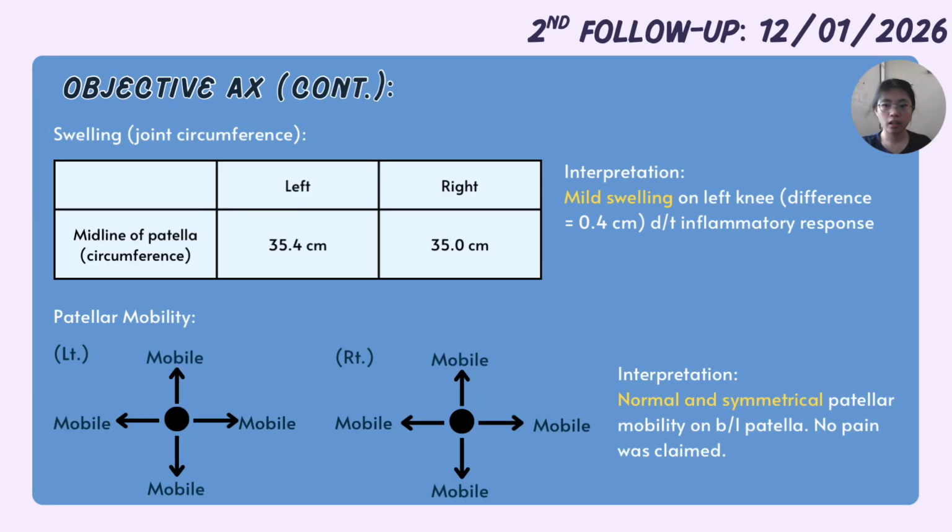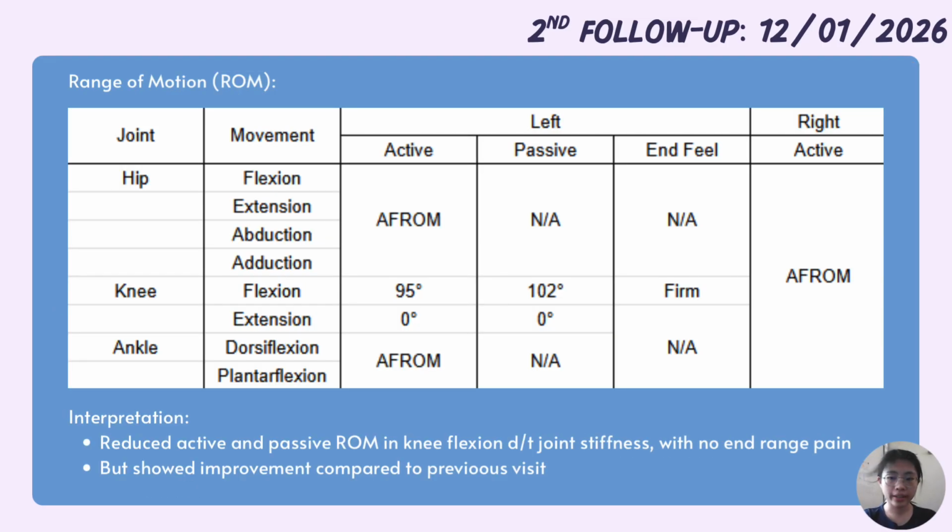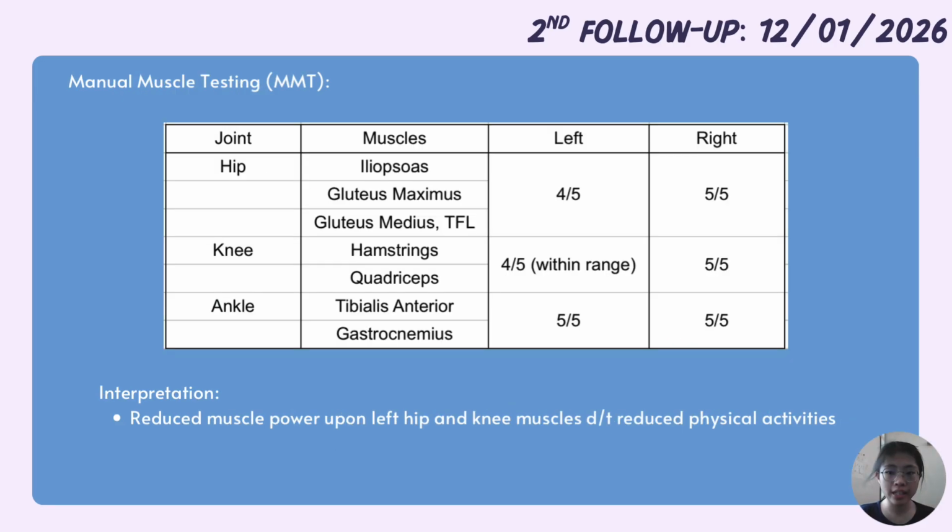Quantifying the swelling, the left knee circumference is 35.4 cm, a 0.4 cm difference compared to the right, while patellar mobility remains normal and symmetrical in all directions without pain. Her active knee flexion has improved to 95 degrees, while passive flexion reached 102 degrees. Most importantly, she has maintained full knee extension at 0 degrees. Generalized reduction in muscle power, graded at 4 out of 5, is attributed to reduced physical activity post-surgery.